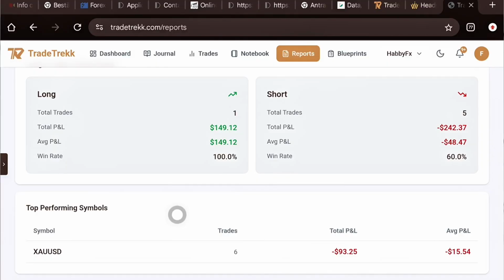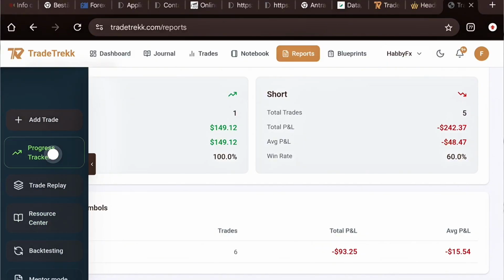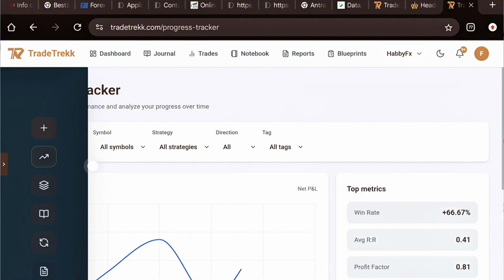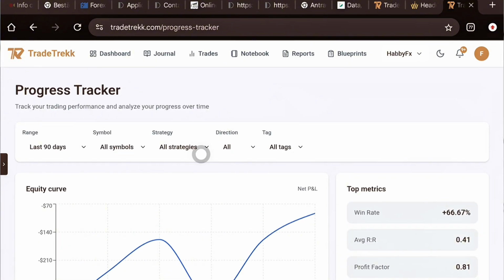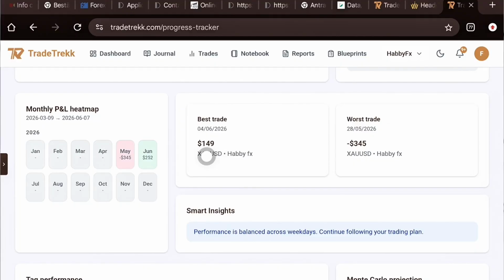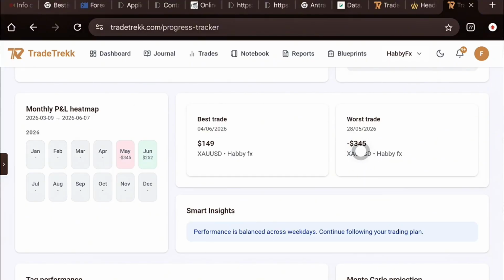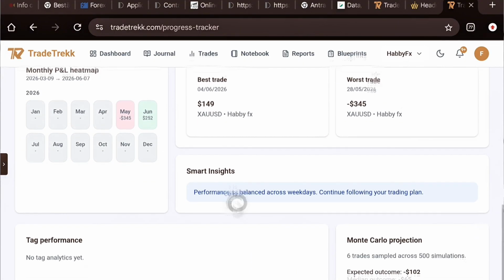Now let's look at its progress for last week. I'm just going to do this and then click on progress tracker. So I also love this feature here. Progress tracker basically just shows you your trading progress. So we have the best trade for the week at $149. And then the worst trade is $345. So the worst trade was taken during May, and then the other trade was during June, which is this month. And yeah, that's basically it.